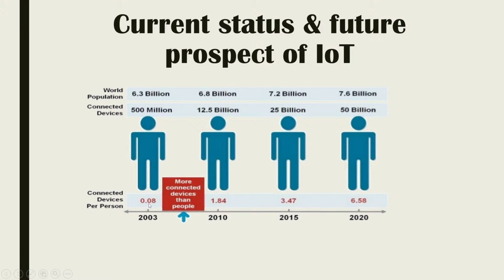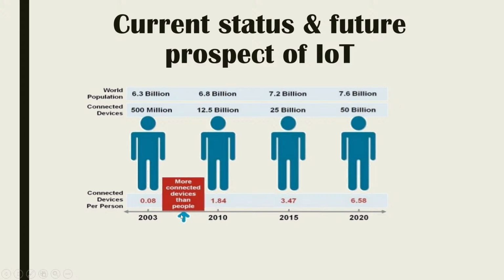So that is 0.08. This ratio means connected devices per person. For a single person, this many devices: 0. Not even one, not even half, not even less than that, not even 0.1 devices connected per person in 2003. But just in 7 years, you can see the increase.